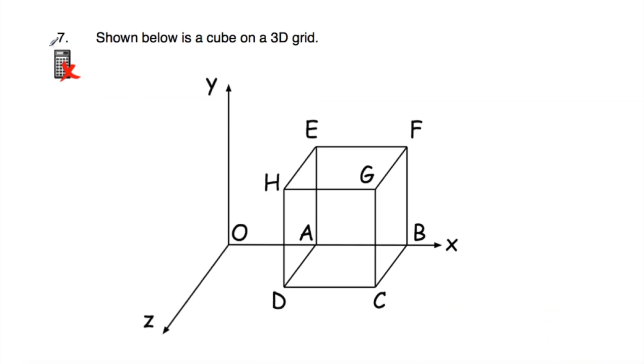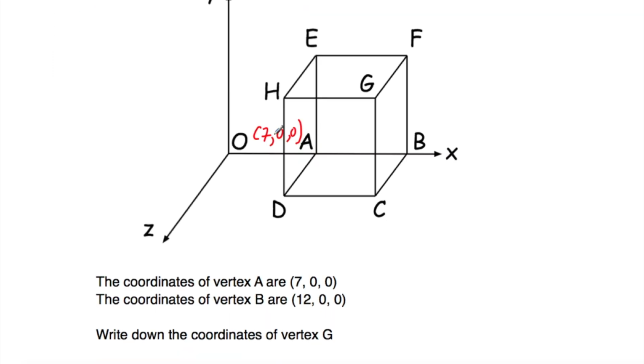Okay, let's have a look at our next question, question number 7. So we've got this cube on a 3D grid, the cube ABCDEFGH. We're told the coordinates of the vertex A are 7, 0, 0, and the coordinates of vertex B are 12, 0, 0. And we've been asked to write down the coordinates of vertex G, this point here.